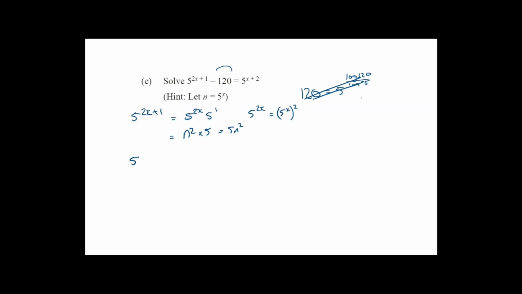So 5 to the power of x plus 2 is 5 to the power of x times 5 squared. And 5 to the power of x is n. So that's going to be n, and 5 squared is 25. So this one here is going to be 25n.